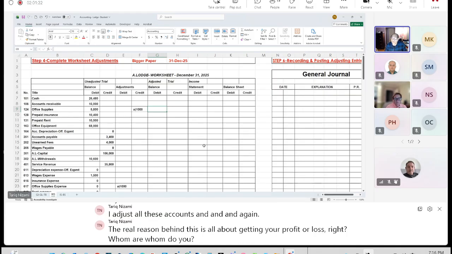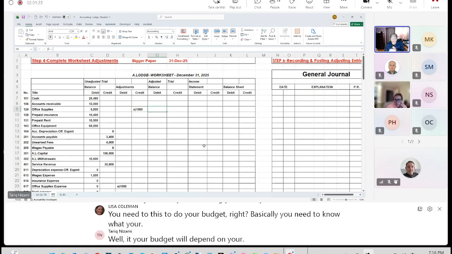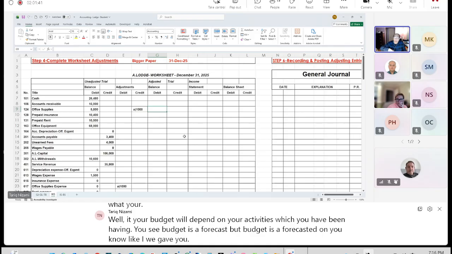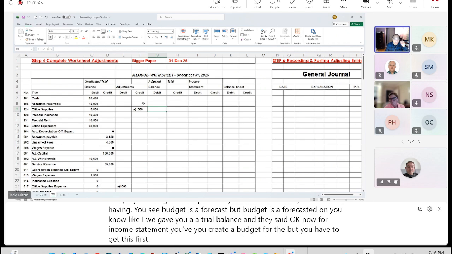Whom do you think you're fooling? Yourself, if you don't do it. You need to do your budget, right? Your budget will depend on your activities which you have been having. You see, budget is our forecast. Like we gave you a trial balance, and they said, okay, now for income statement, you create a budget, but you have to get this first. This is actual.